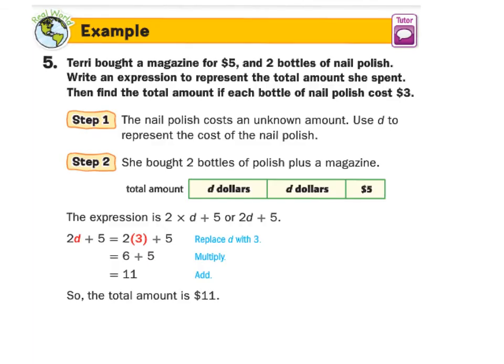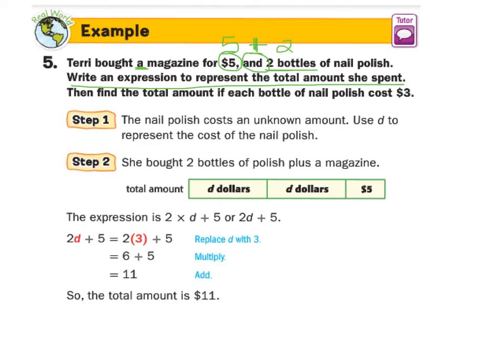Let's take a look at a story problem. Terry bought a magazine for $5. And that word a means 1. Then she bought 2 bottles of nail polish. Write an expression to represent the total amount that she spent. So looking right up here, she bought this and that. So this is a plus sign. We have the $5 and 2 bottles of nail polish.